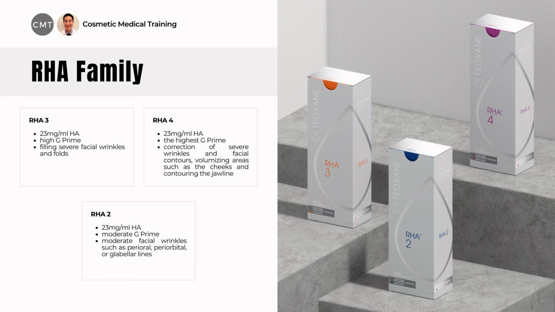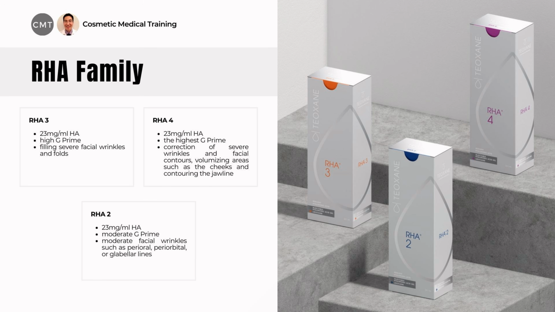RHA 2 has an HA concentration of 23 milligrams per ml and is intended to fill moderate facial wrinkles. It has a moderate G prime, allowing it to balance between firmness and flexibility. The HA in RHA 2 is cross-linked, which increases its viscosity and longevity.